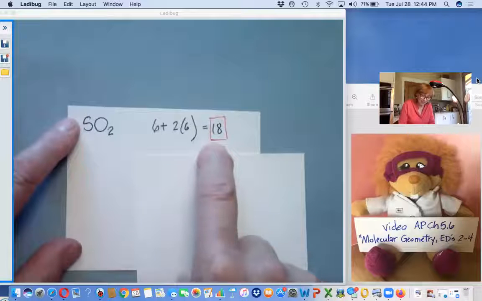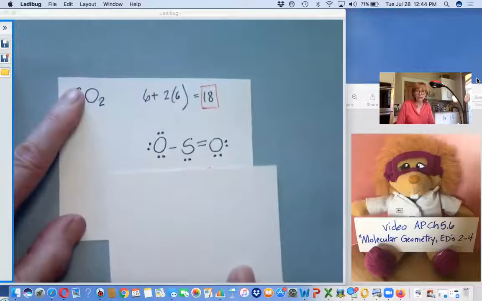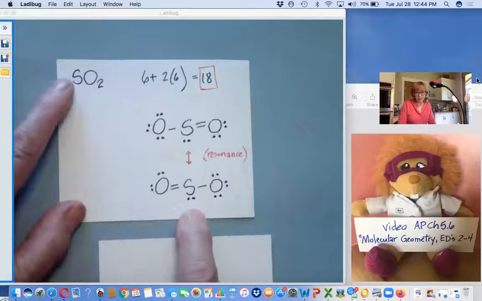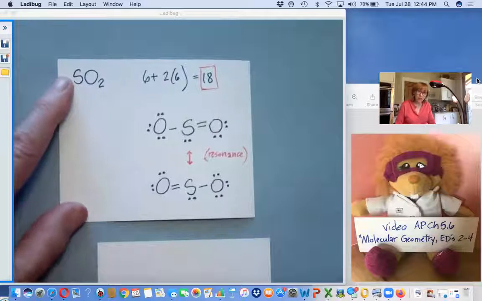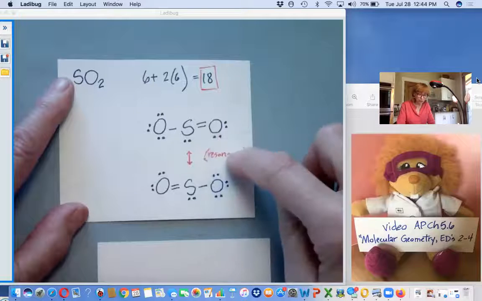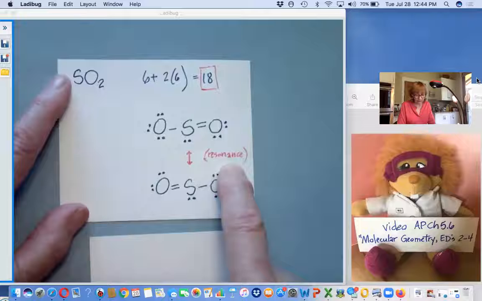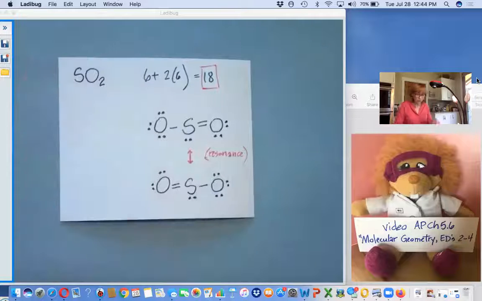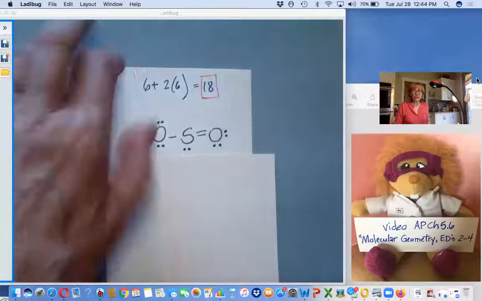So we have 18 valence electrons to show in our electron dot diagram. You may have come up with this, or you may have come up with this. And in fact, when we do the formal charges, we find that they're both equally valid electron dot diagrams, which means the true picture is a blend, and we refer to that as resonance. Okay, so you can refer to either one. I'm just going to cover up the bottom one for clarity here.